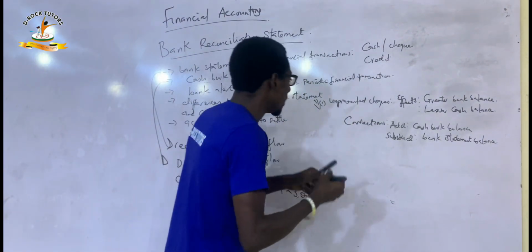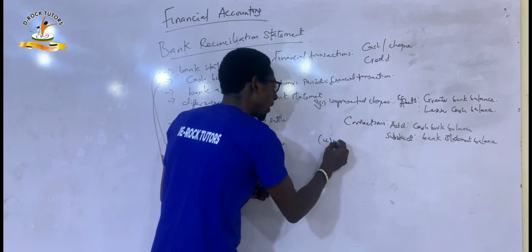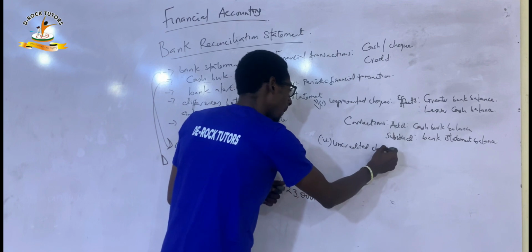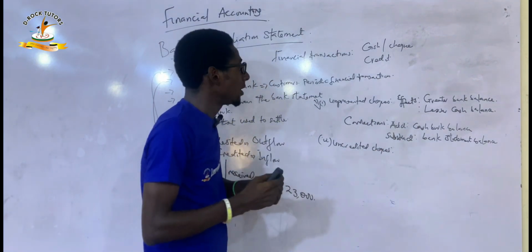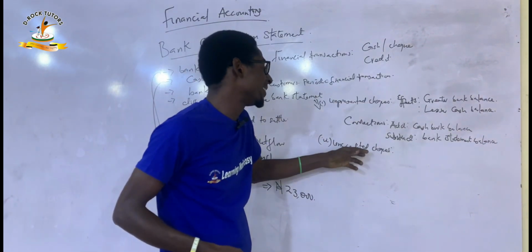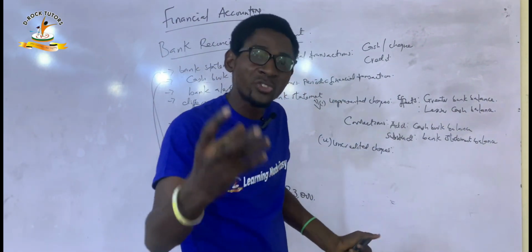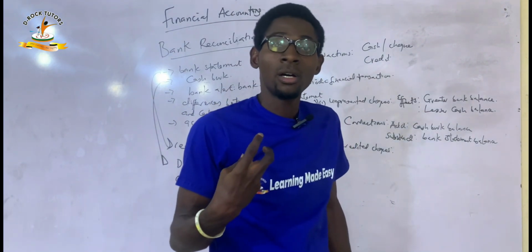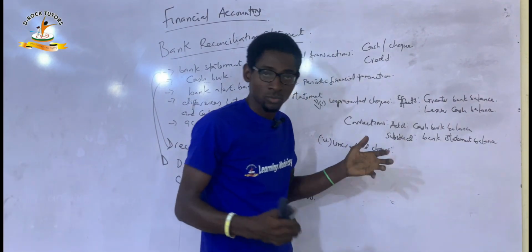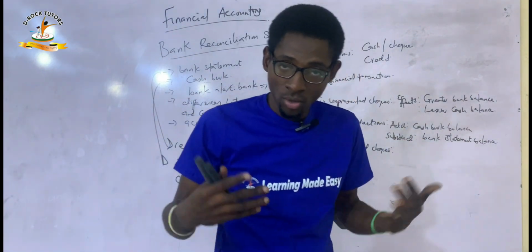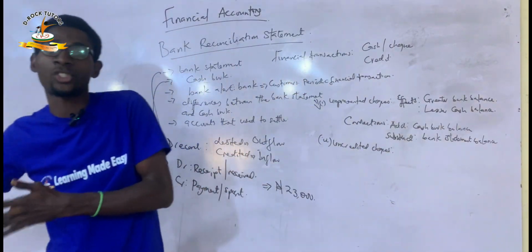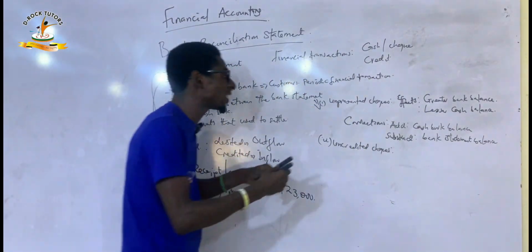So let's continue. Now, number 2, we have the uncredited checks. The unpresented check is a check written in favor of payment to be made. This one is a check that was received by an account holder to be withdrawn from the bank. They've already given it to you. You're supposed to go to the bank to withdraw or cash out such amount, but you have not gone to the bank.